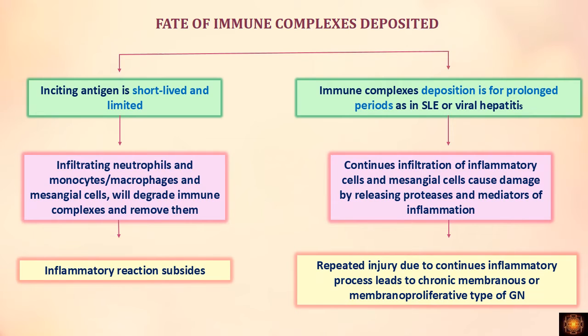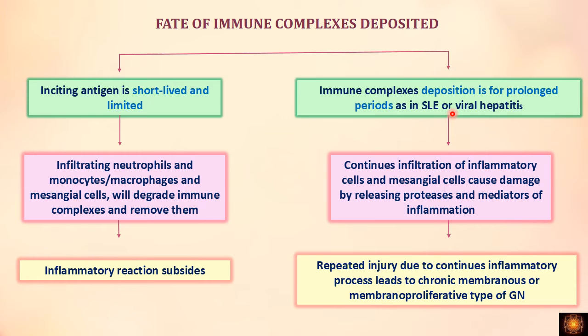Now, if the antigen is short-lived or limited, then the inflammatory cells which are coming here, the neutrophils, monocytes, macrophages, whatever the inflammatory cells are coming, they engulf these immune complexes and remove them. And once these immune complexes are removed, inflammatory reaction subsides. But if the immune complex deposition is for a prolonged period, as we see in SLE or viral hepatitis, then what happens? The inflammatory reaction becomes a continuous process.